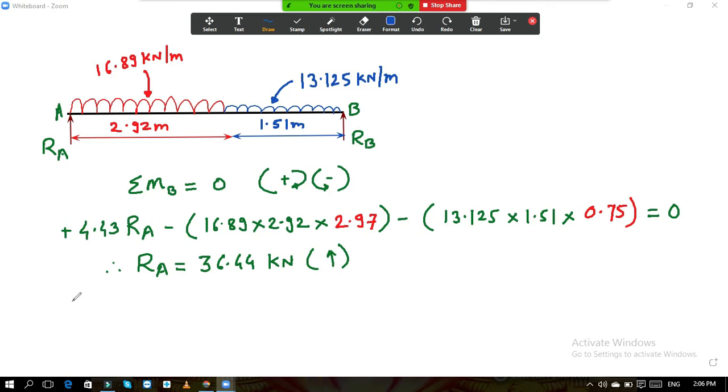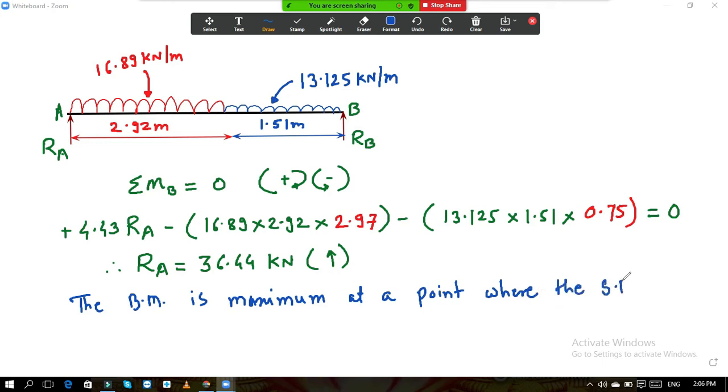here the bending moment is maximum at a point where the shear force is zero. Okay, so when the shear force is zero, your bending moment is maximum.